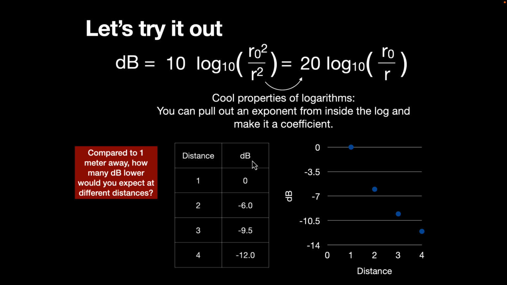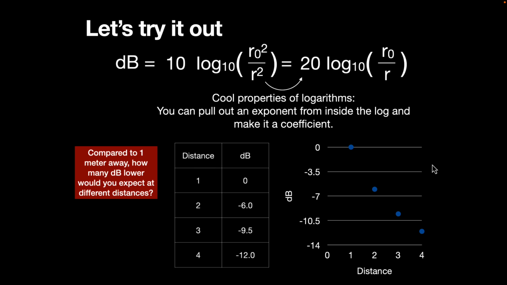And you should hopefully start seeing here that at 1, the number is 0 dB, because it's exactly the same. There's no loss when your reference distance is 1 meter and you are standing 1 meter apart. It's the same, so 0 dBs. By the time you get to 2, you're at -6, and -9.5, and -12.